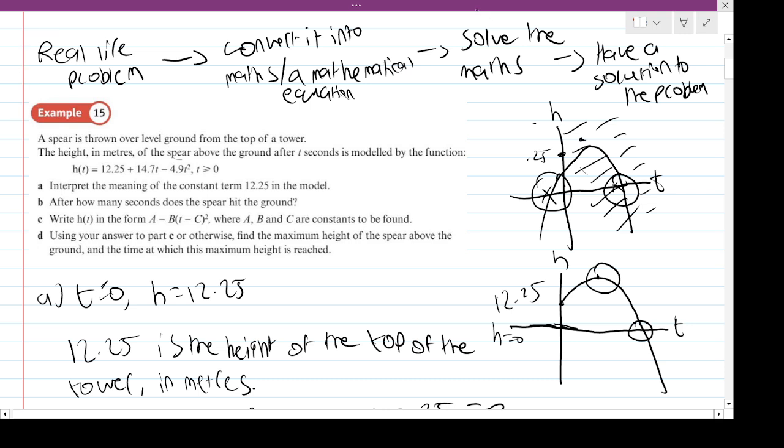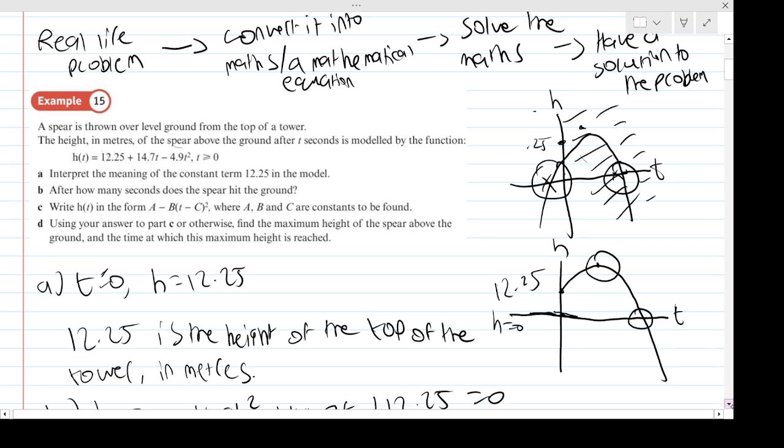So we get a real life problem, convert it into maths, which most likely basically means find an equation to represent what's going on. So here the quadratic equation tells us the motion of the spear. Then we can solve the maths or do something with it, and once we've solved it, that's the solution to the problem. Okay, cool.